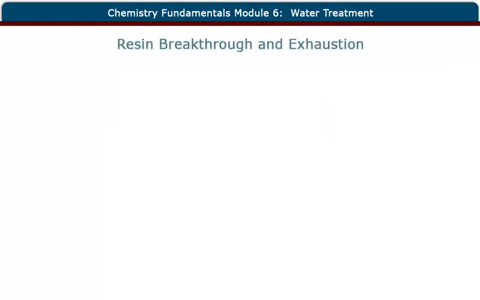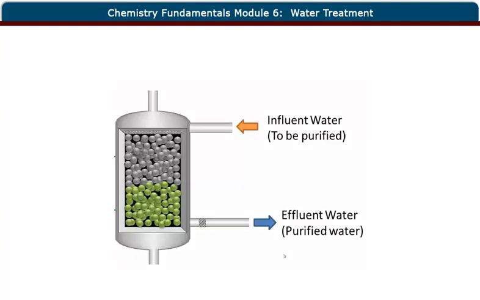Resin breakthrough and exhaustion sound like two separate malfunctions, but they are related, and you'll see why in a moment. Before you send the dirty water through the ion exchanger, you've taken a sample so you have an idea what kind of ions are in this influent stream that you want to take out. At the outlet, you take another sample to confirm that the ion exchanger is doing its job and the unwanted ions have indeed been removed.